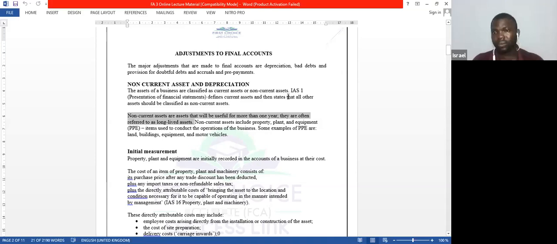If you remember our initial class, I said that we have two types of discount: cash discount and trade discount. Cash discount is the discount that is given to encourage early payment, and it has two types, discount allowed and discount received. But trade discount is a discount that is enjoyed or received at the point of sale. It encourages us to buy in bulk, and it is stated on the receipt.